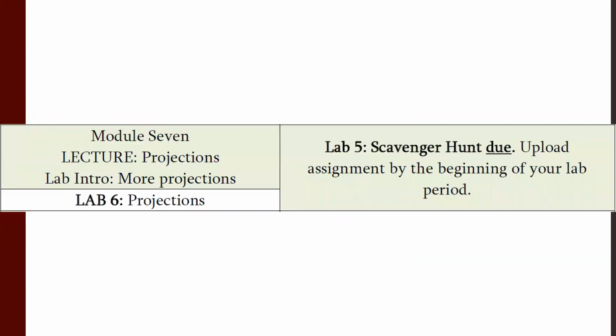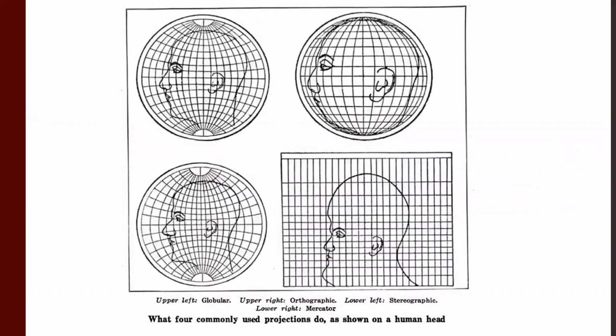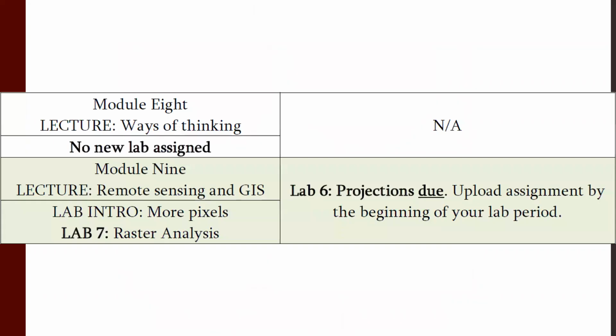After that, we move into module 7, talk about projections. Oh no, there's your brain on geography. Any questions? Map projections are often referred to as the hardest part of the class. I generally agree. We will talk about why the Earth's shape complicates everything we do in GIS. We'll carry on with that.